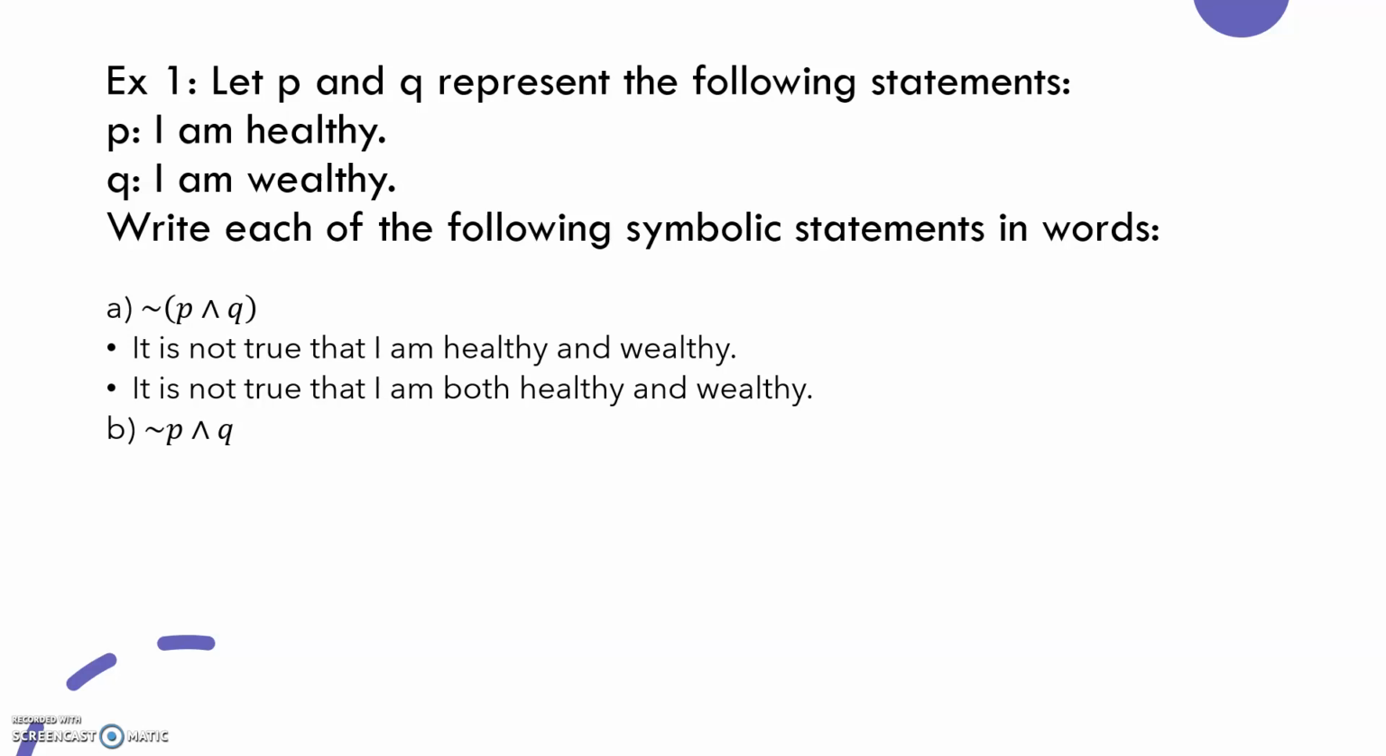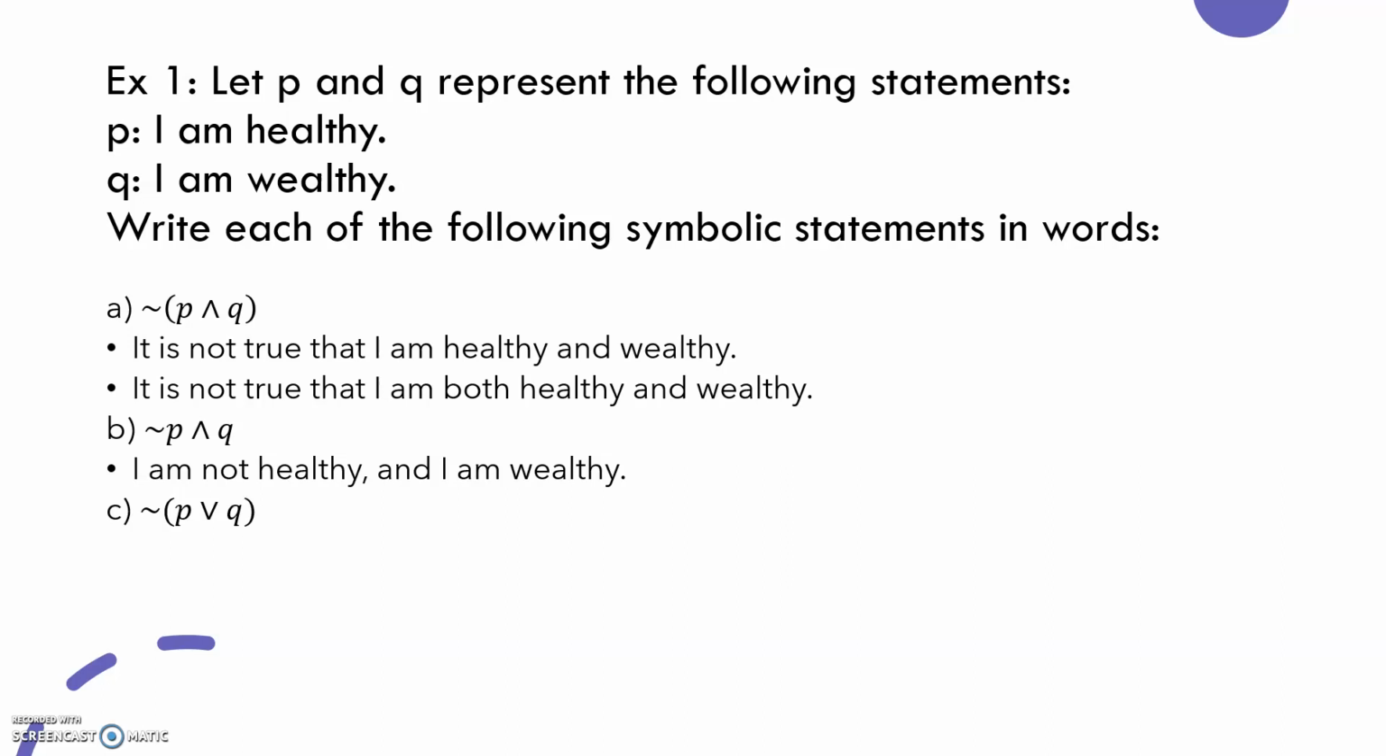Okay, here's the second one. This reads not P and Q. This time, since there are no parentheses, the negation only applies to the P. So this is only not P, and Q. This would translate into I am not healthy and I am wealthy. So I'm not healthy, but I am wealthy. Okay, and you hear me say that but. That's what I was saying earlier. You can also translate the but to be the same thing as an and.